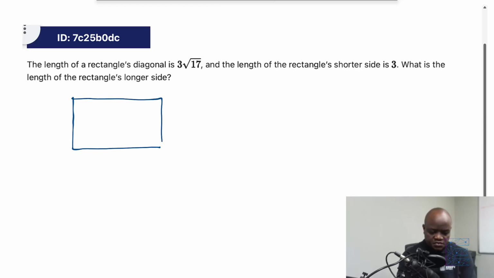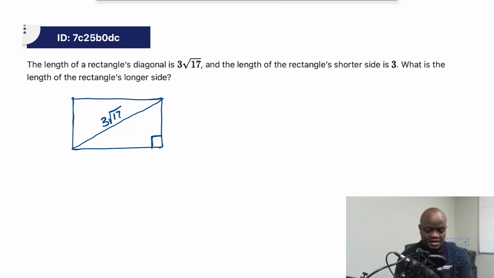It takes 2 seconds. There we have it. It mentions the diagonal, or there it is. This is given to us as 3 root 17. Also recall that all angles in a rectangle are 90. So I'm going to make that a 90-degree angle. And then we're given the shorter side is 3. We are being asked to find the rectangle's longer side, so b over here.